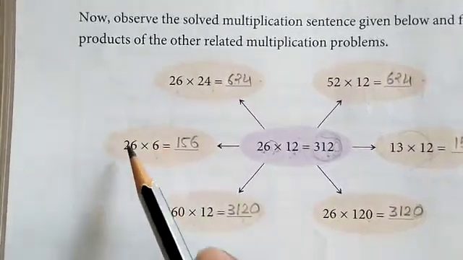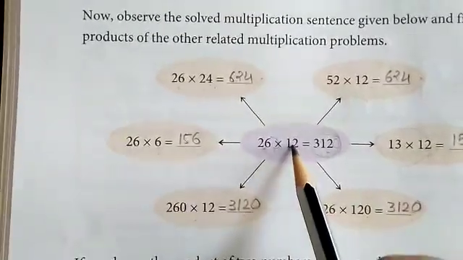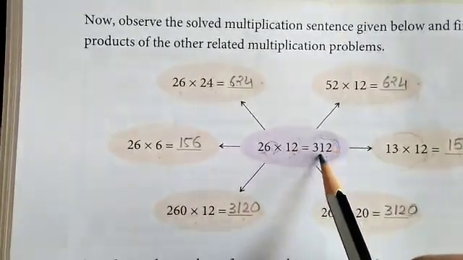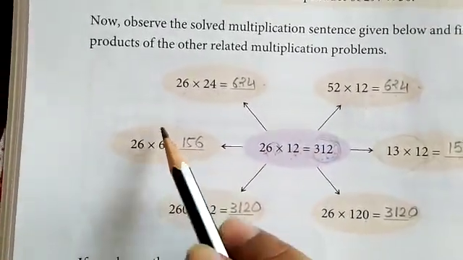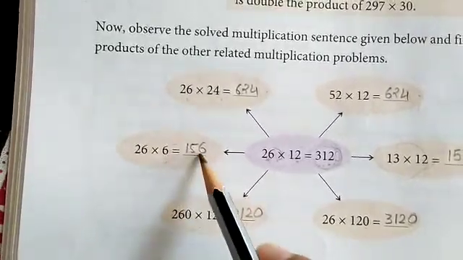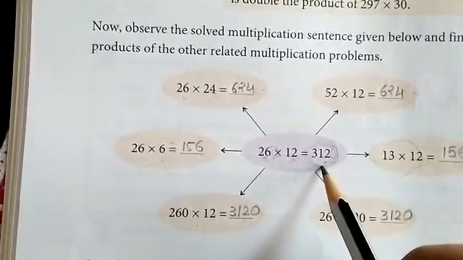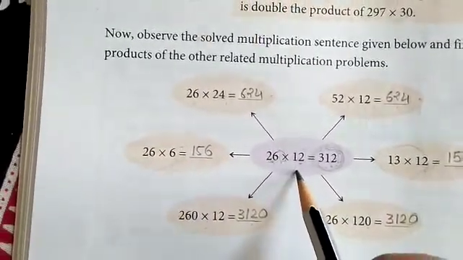Now the last one, 26 multiplied by 6. Here you can see 26 is a common number, but 6 is half of 12, means this product we will divide by 2, so we will get the answer 156. Either you multiply these two numbers, you will get 156, or this product is divided by 2, so the answer will be the same because 6 is half of 12.